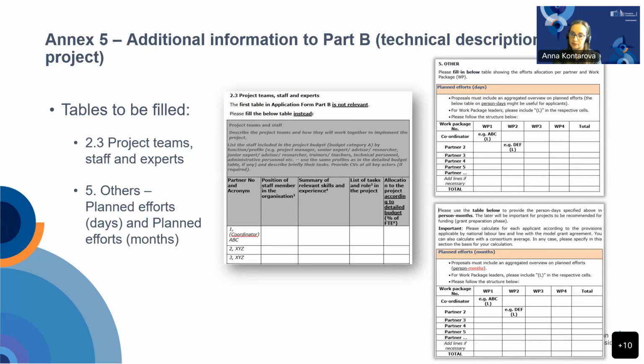And as Annex 5 is also a mandatory part, additional information to Part B, you will have to fill in the tables 2.3 project teams and 5 planned effort days and planned effort months. Next slide, please.